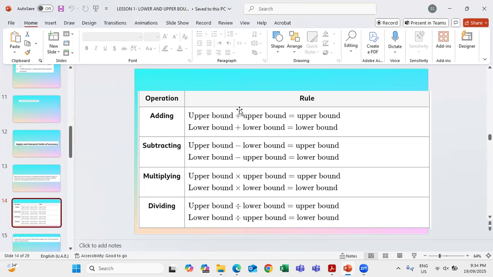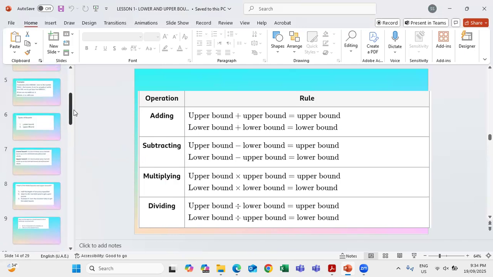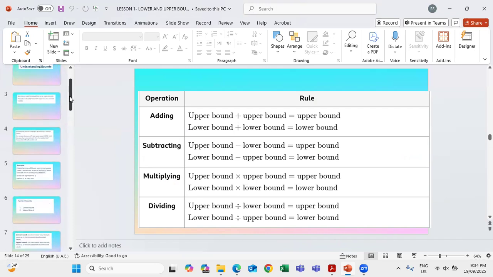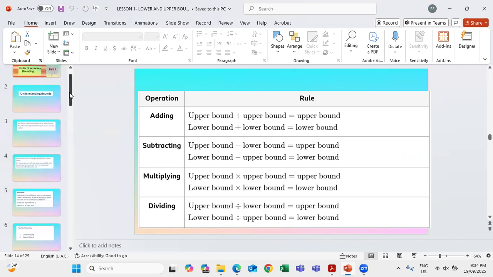So this was all for today's lesson. Here we covered what the error interval is, limits of accuracy, and how to find the lower bound and upper bounds in decimals, if the nearest decimal place is given, if significant figures are given, or even if simple numbers are given.